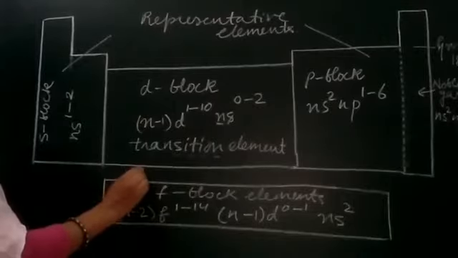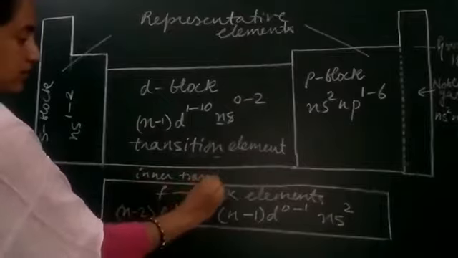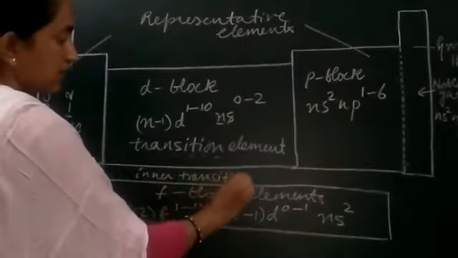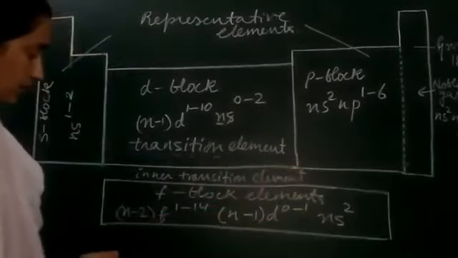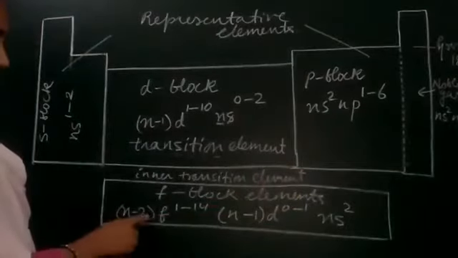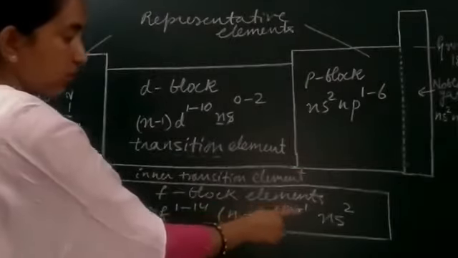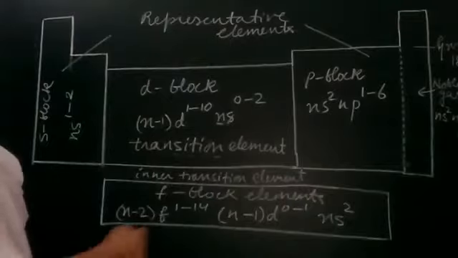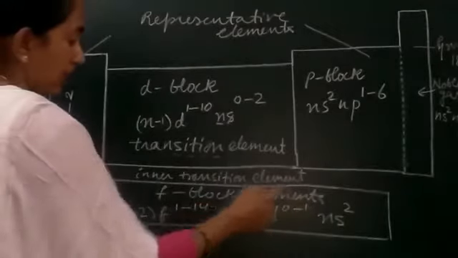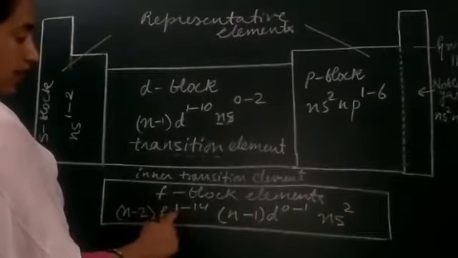So I'm writing here inner transition elements, and they have the general configuration (n-2)f1 to 14 (n-1)d0 to 1 and ns2. Hence the s subshell will be completely filled. Then the d will either have 0 or 1 electron, and the f subshell will have electrons from 1 to 14.